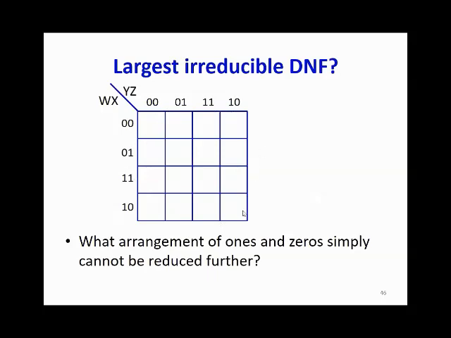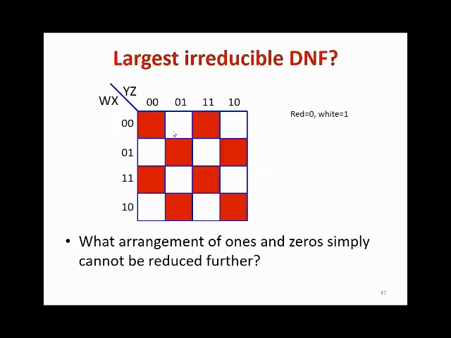Anybody want to answer? I've already shown you the answer. What sort of arrangement here could not be grouped? It'll be like a chessboard, because when you have something of this kind, there's no way you can group neighbors. And so this means that I'm going to require one DNF clause for every single highlighted cell.